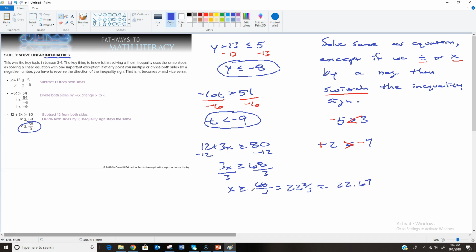So x has to be greater than or equal to 68 thirds, or x greater than or equal to 22 2/3, or x greater than or equal to 22.67. Depending on what you're using your number for may dictate which one of those is a better form of your final answer.